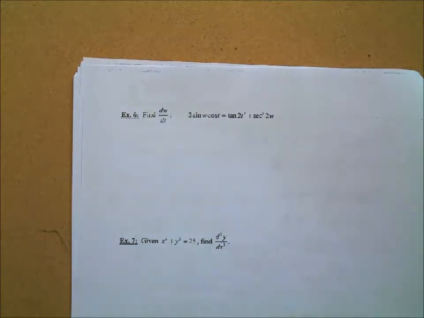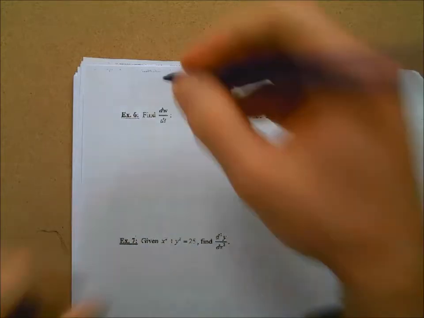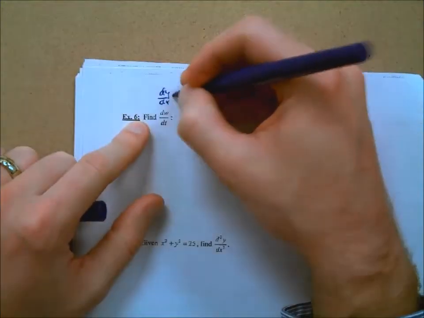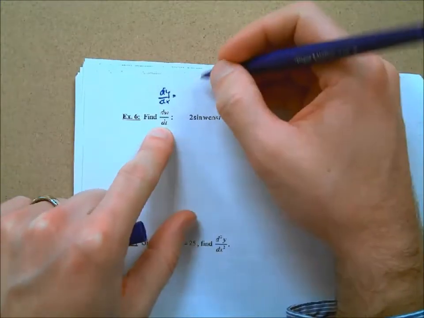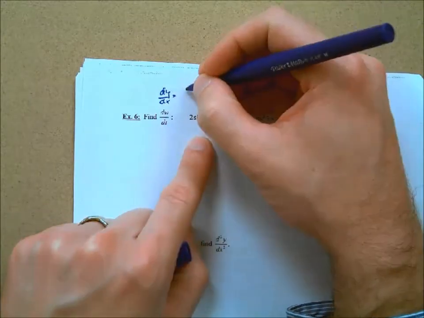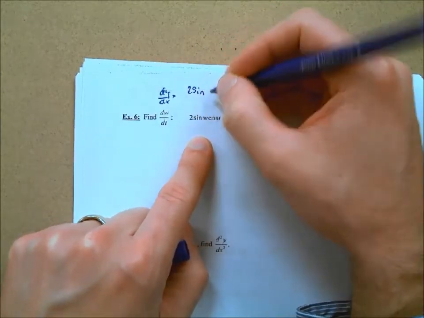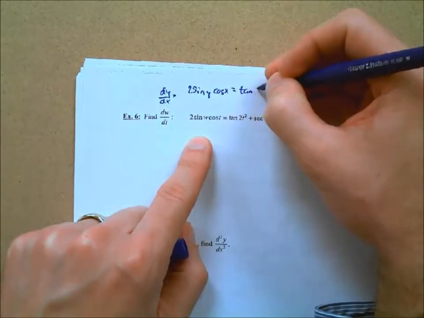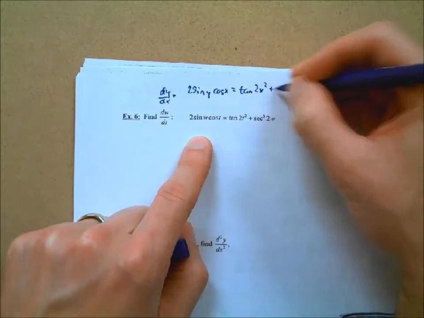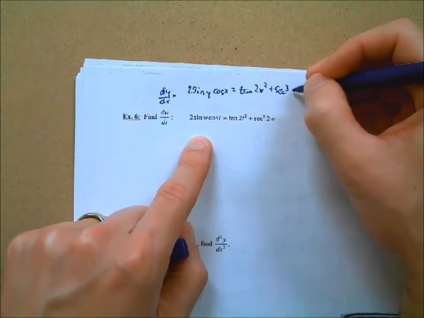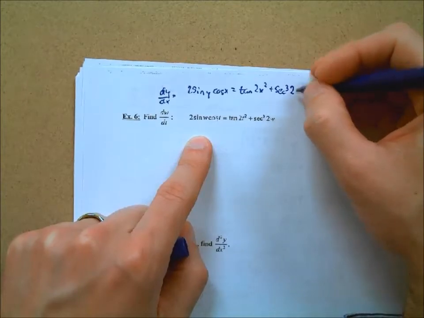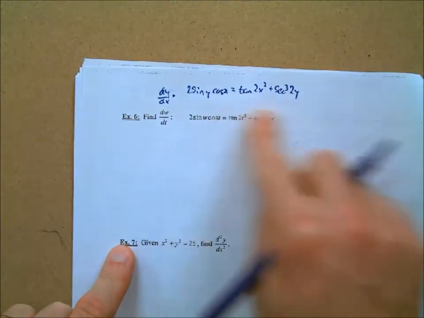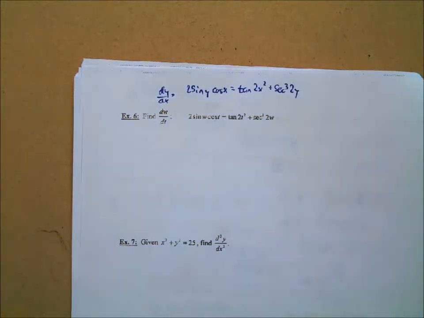In fact, if you run into problems with this, if the different variables mess you up, you can feel free to rewrite your problems for yourself. So for example, dy over dx in this case instead of dw dt. And so anytime you see a sine of w or cosine of t, you could just say that's 2 sine of y cosine of x equals tangent of 2x squared plus secant cubed of 2y. And then you could take the derivative as you see it right there, but then of course just make sure you rewrite your answer back in terms of w and t at the end.